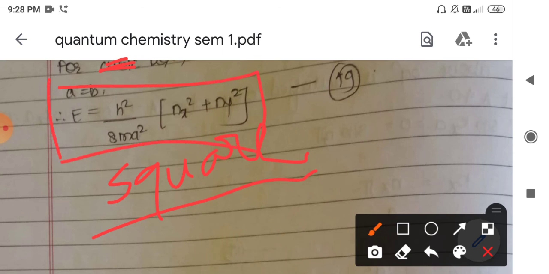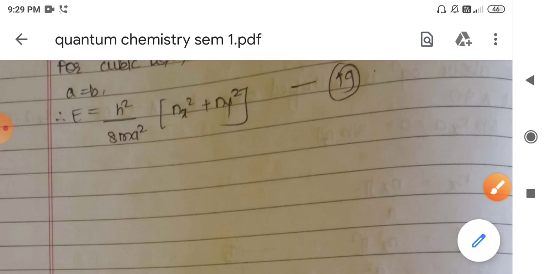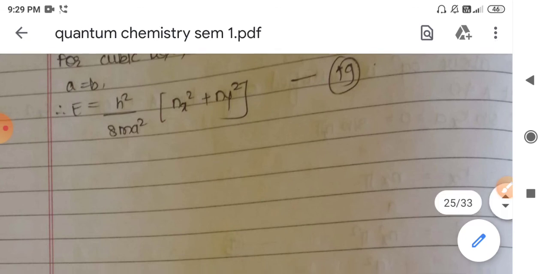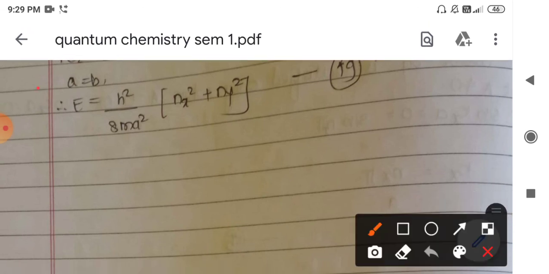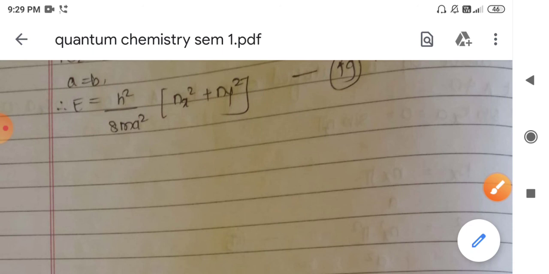You might be asked what the equation is for a rectangular box or for a square box. The derivation will be the same, but the only difference is that in the end you should make this change in the final equation. For a square box the only change is that a is equal to b, so overall that equation changes into this form.